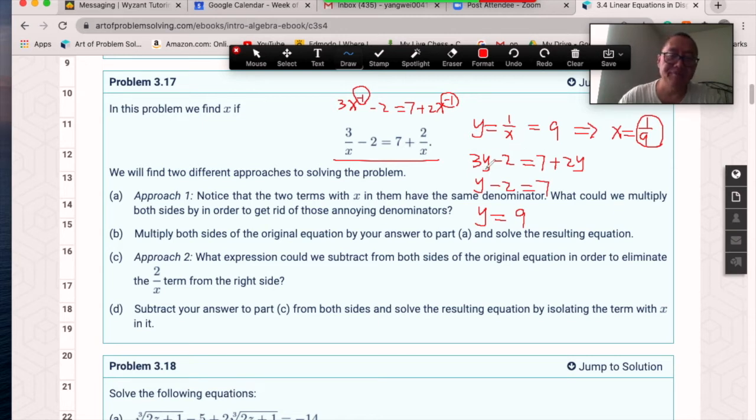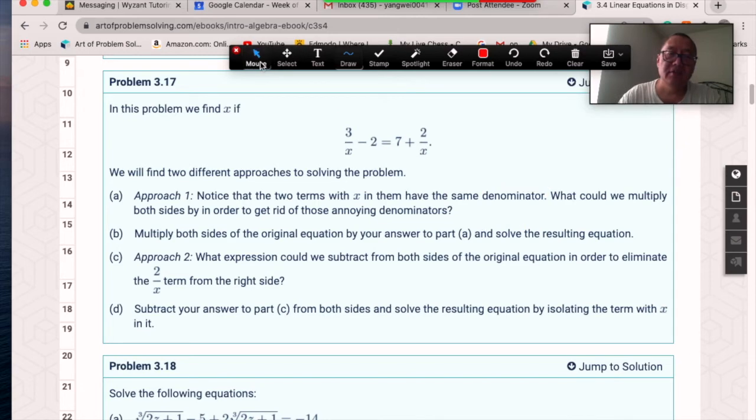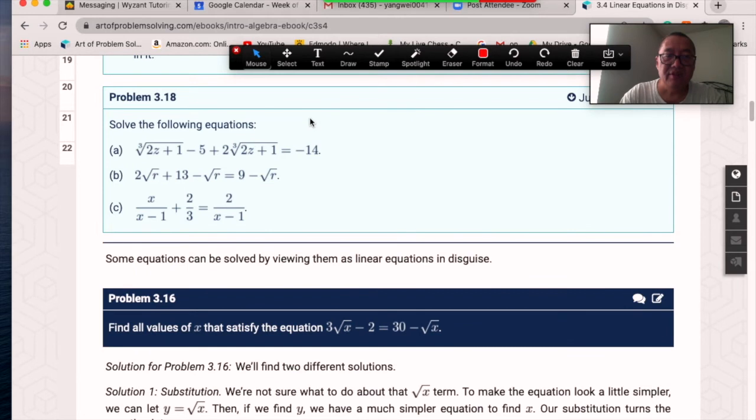Okay? So this is 3.17. Now let's see the next one. 3.18. This one we have three equations. Now let's see the first one. You know, this one looks hard, right?